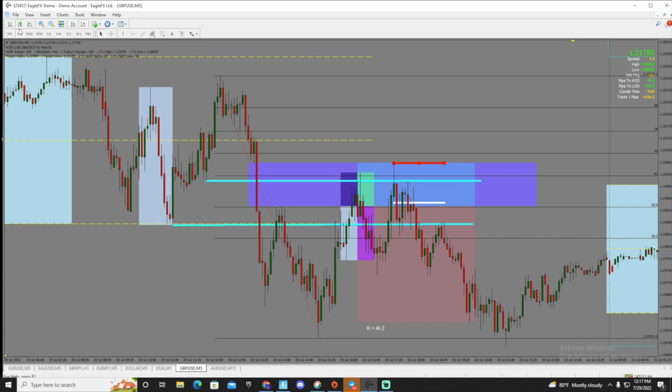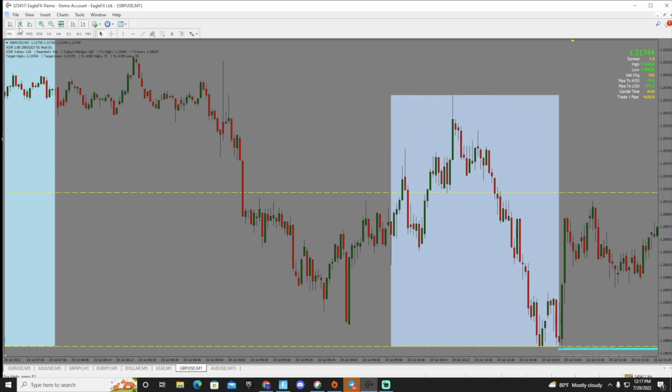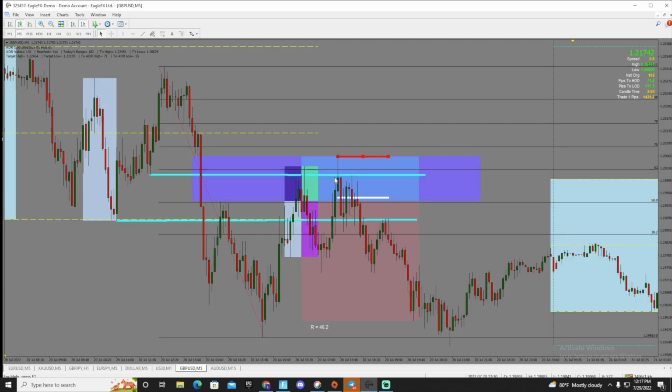We took the entry here. Let me see. We took the entry right here. Our stop loss would have been a 10 pip stop, right? You ain't tripping off 10 pips. Now we got to look at where we want to take profit at.